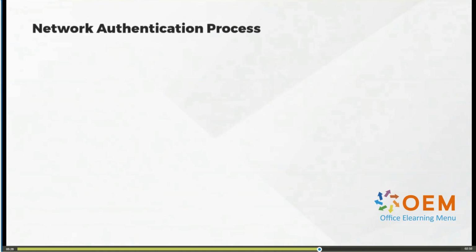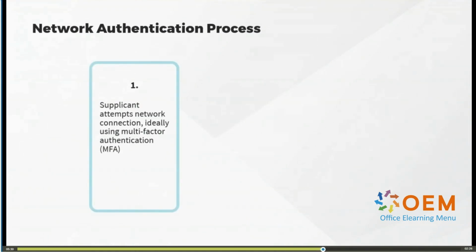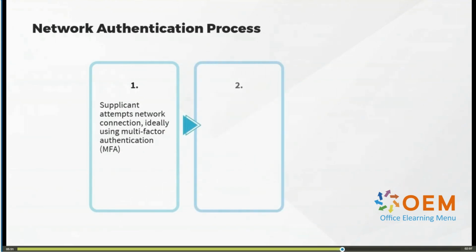So the network authentication process with 802.1x works like this. The supplicant is the term that we use for the client that's trying to connect to the network. So the supplicant attempts a network connection, and in a perfect world, everything is configured using multi-factor authentication, MFA, as it's considered more secure than just username and password authentication, despite the fact that it's not perfect and impenetrable.